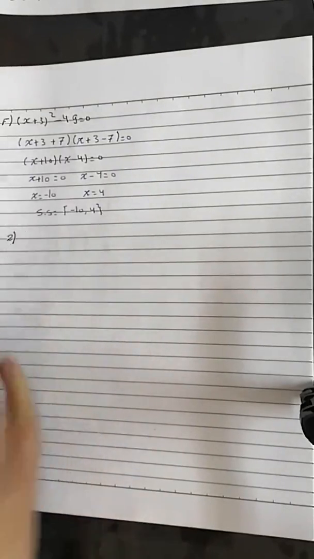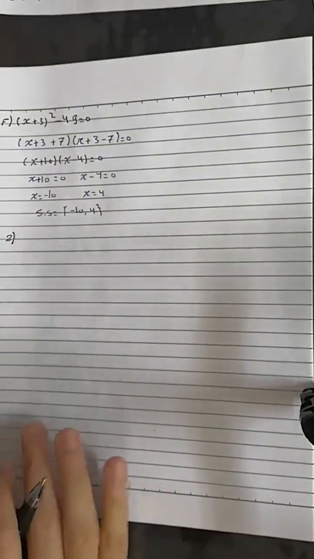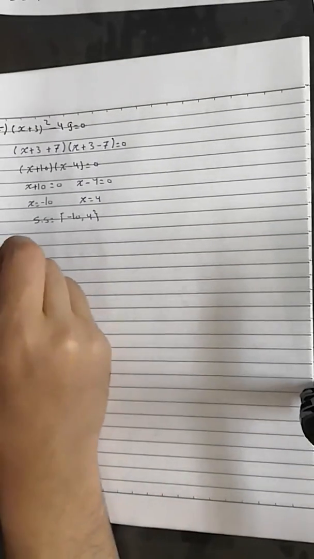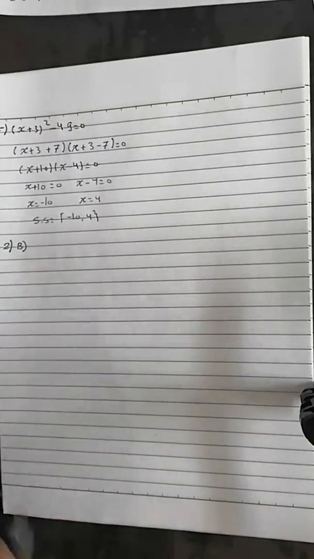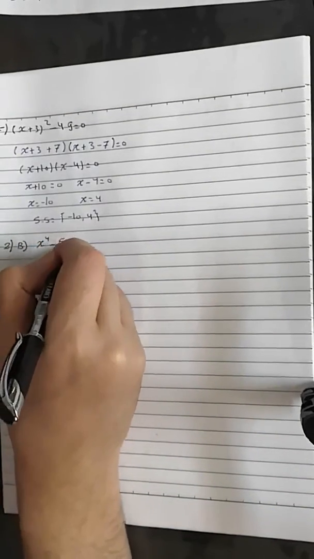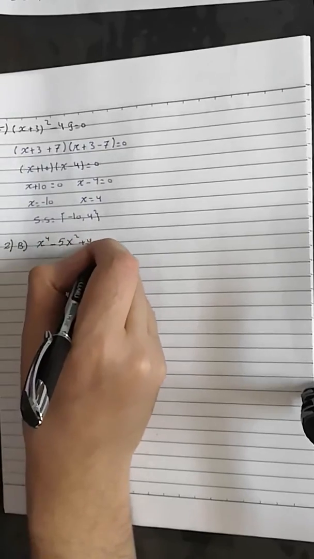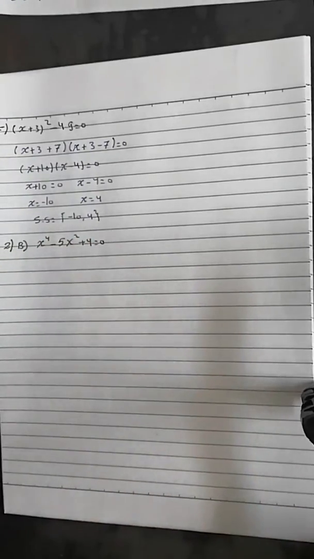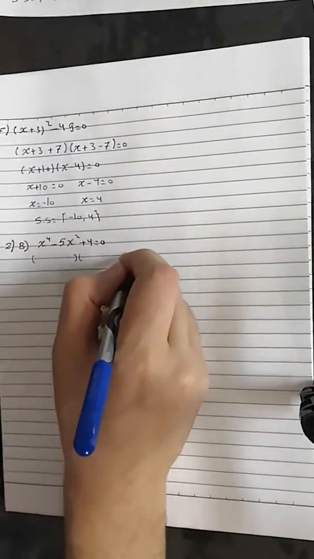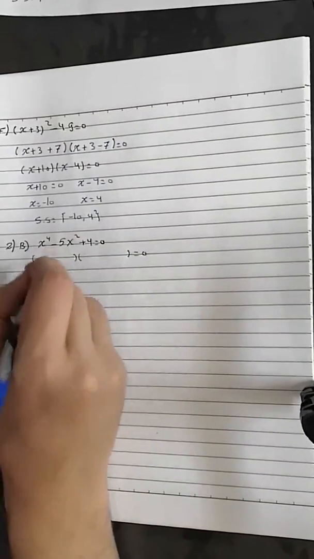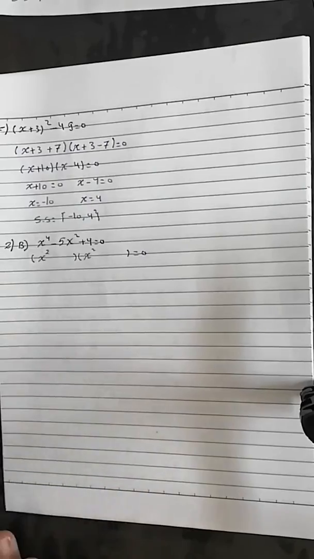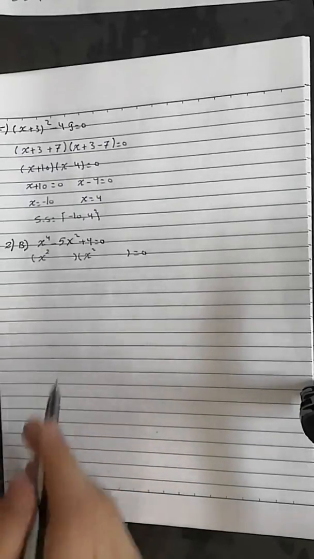The number 2, I'm not going to solve all of them. I will just choose some of them. Number 2b, x power 4 minus 5x square plus 4 equals 0. Open two brackets, x square and x square, because this time I have x power 4, so it will be x square and x square.